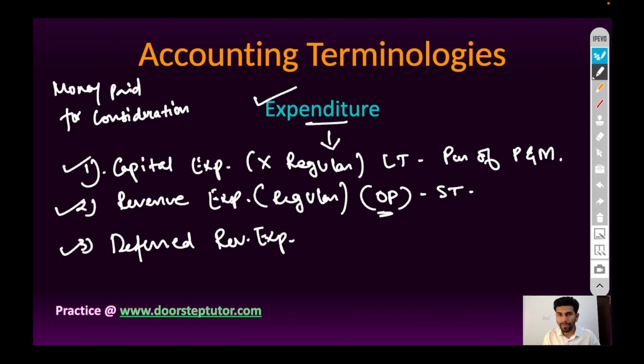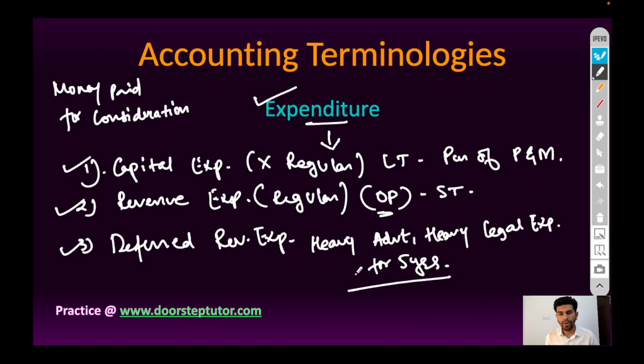And deferred revenue expenditures are revenue in nature, but the benefit can be enjoyed for the long term. For example, heavy advertisement or heavy legal expense, where the benefit can be enjoyed for 5 years. So advertising is a kind of revenue expenditure, but heavy advertising is a kind of deferred revenue expenditure. The benefit of this advertising can be enjoyed for more than 1 year.